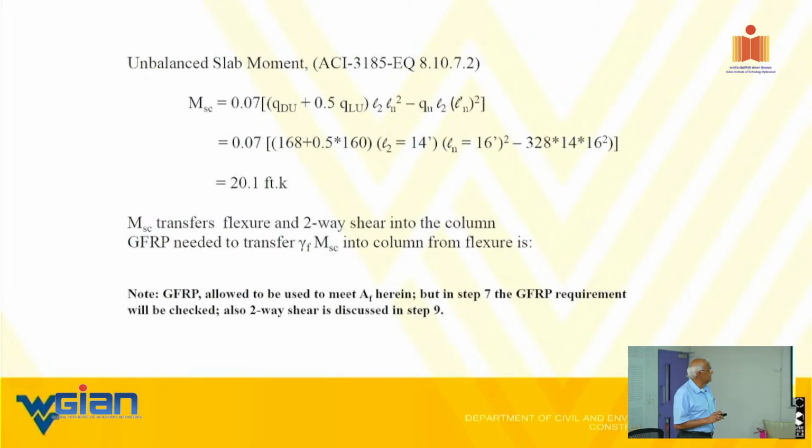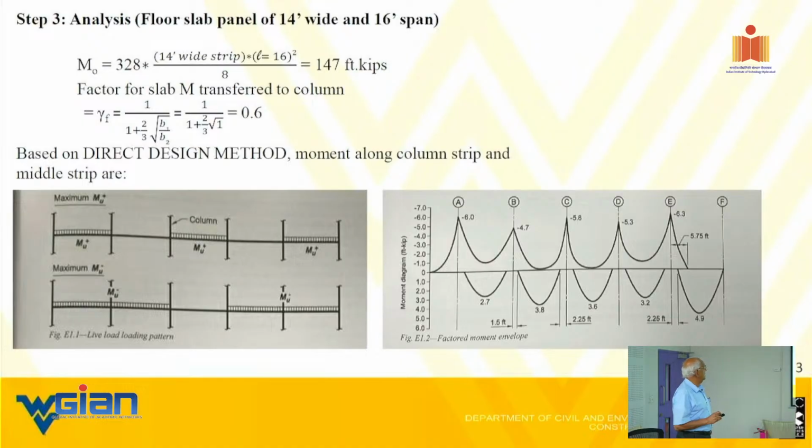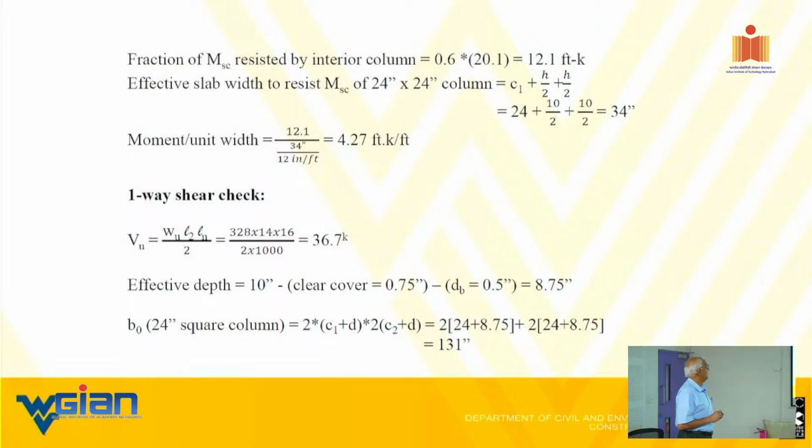Where did we get that fraction? As he was saying, there is that fraction. That is again a conservative value, but given by the code. Okay. So we're going to start using that fraction that goes to the interior column.